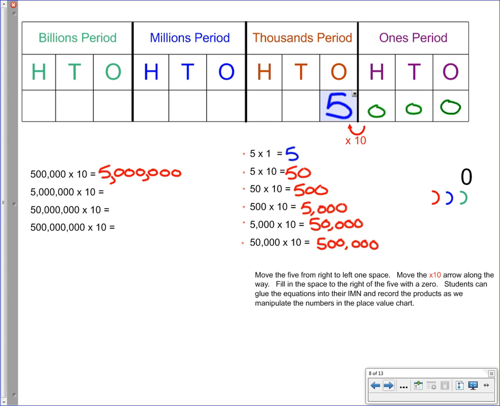Okay, so now I've got 5 million. 5 million times 10 would be 50 million. 50 million times 10 would be 500 million. 500 million times 10 would be 5 billion. Billions, thousands, and ones. Okay.